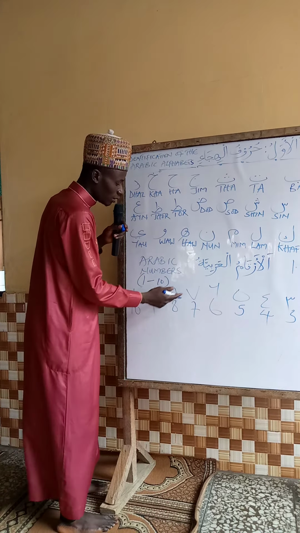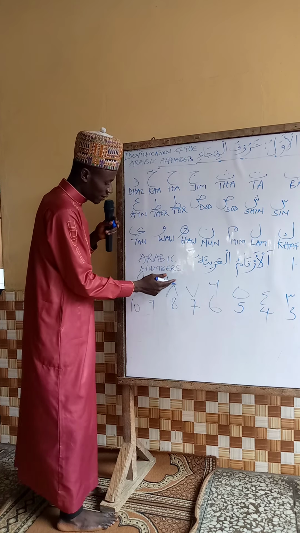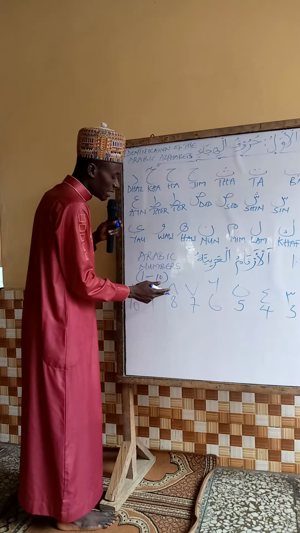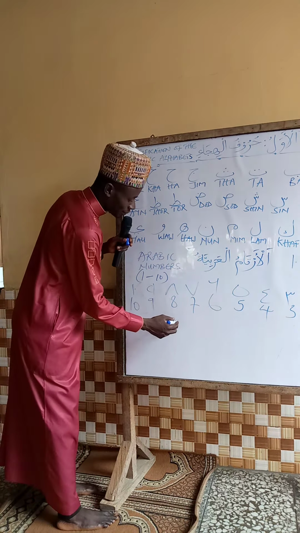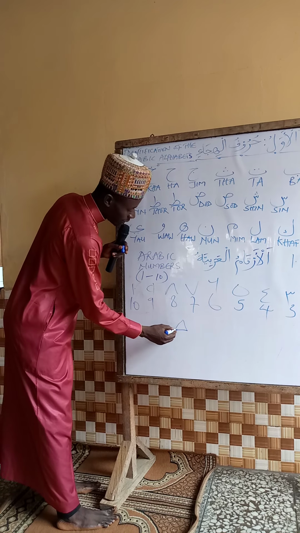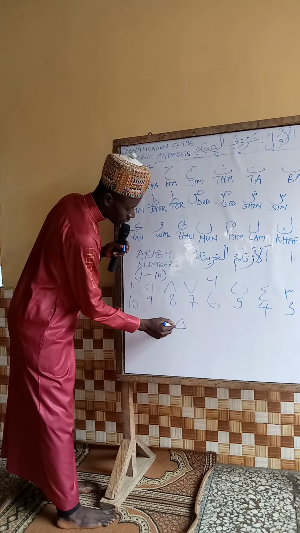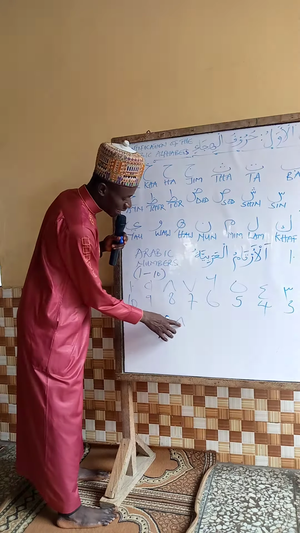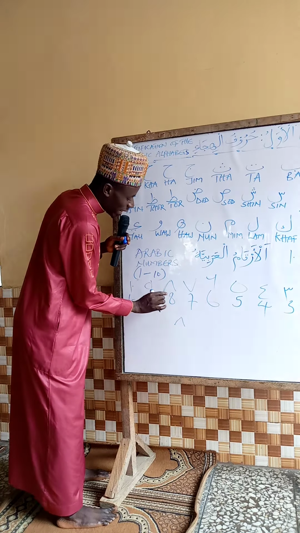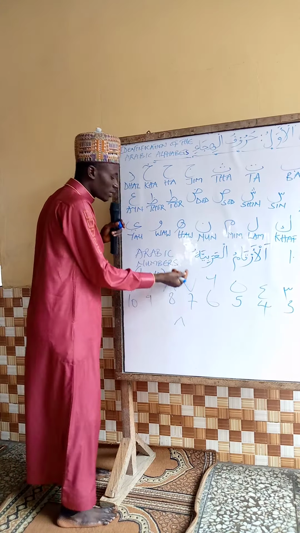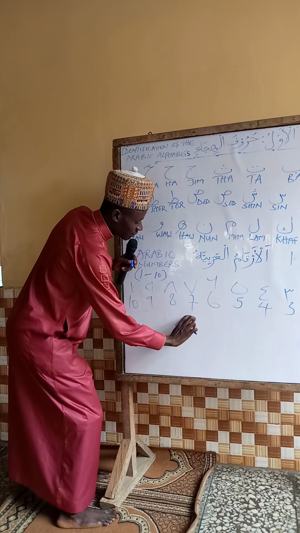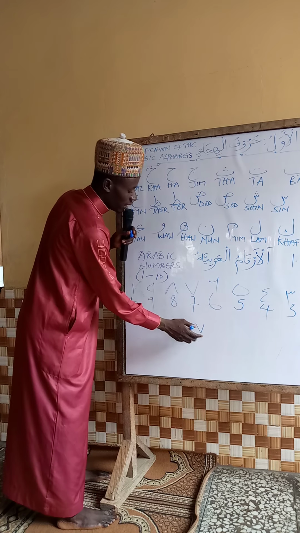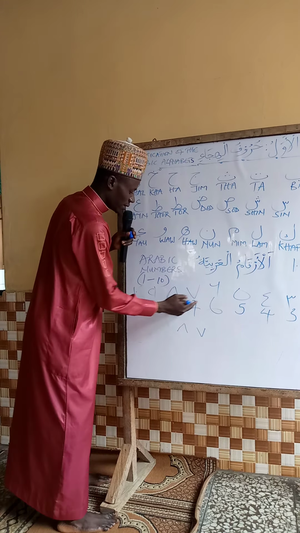Then 7: look at 7 facing up, and 8 facing down like this. The difference between 7 and 8 is just as if you want to write a triangle. Look at this, it is a right angle triangle. But if you turn it, something like this in Arabic is known as 8. So 8 is facing down, while 7 is facing up. This is 7 and this is 8.